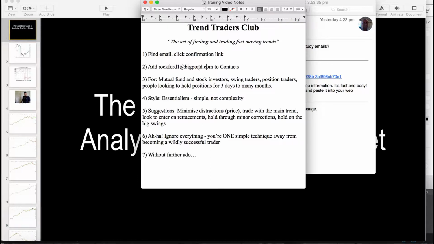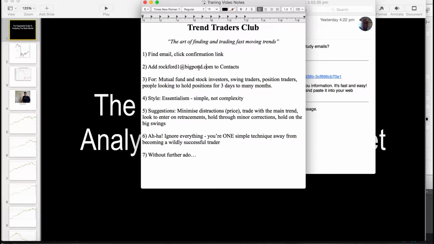Ideally you want to trade with the main trend. You've heard that a million times before probably, but it's true. If you're trading with the trend, the trend legs are typically longer. Well, they're going to be longer than the counter trend moves, the reactions. So if you're trading with the longer legs, statistically you're going to have more opportunity to be in the right way and to become a successful trader.